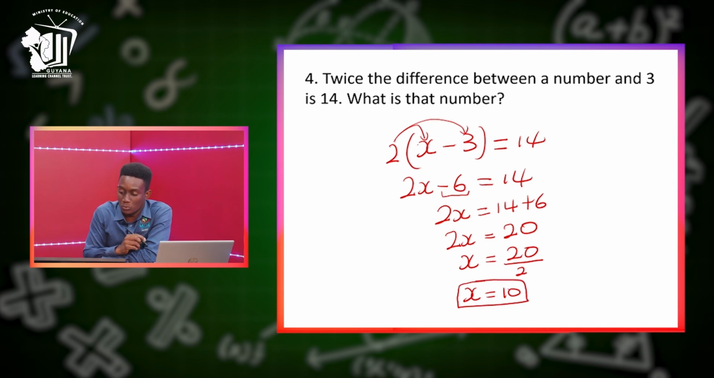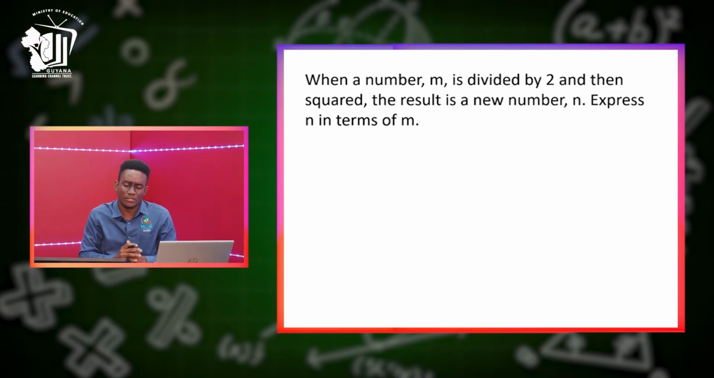So let's see if that is true. So twice the difference between a number and 3. So 10 minus 3 is 7. So twice that is equal to 14. So 2 times 7 is equal to indeed 14. So let's look at the last question. When a number m is divided by 2 and then squared, the result is a new number n. Express n in terms of m.